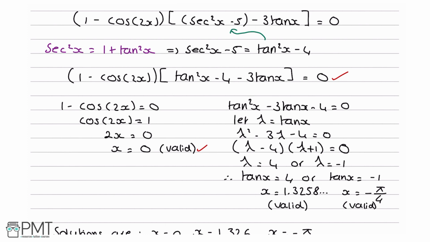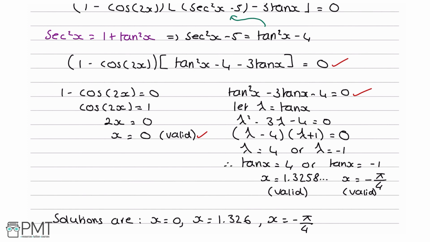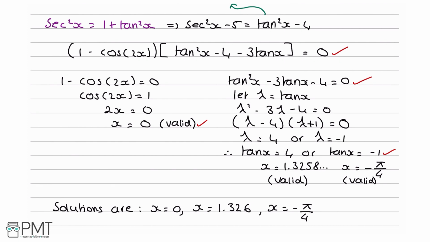Your third mark comes from knowing that tan squared x minus 3 tan x minus 4 equals 0. Your fourth mark comes from factorizing correctly, so getting tan x or lambda, either way, equals 4 and equals minus 1. This will get us our fourth mark. And then our fifth and sixth marks come from getting the final 2 correct solutions, so this will be 1.326 and x equals minus pi over 4.